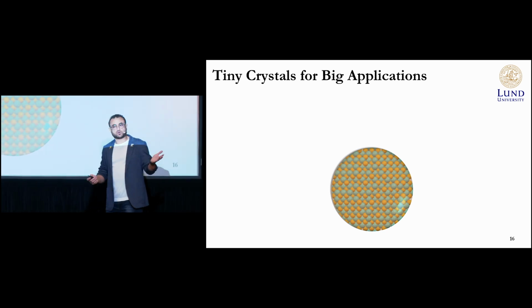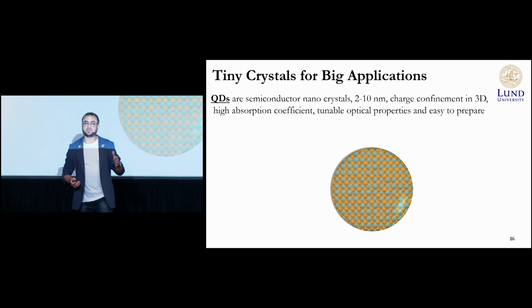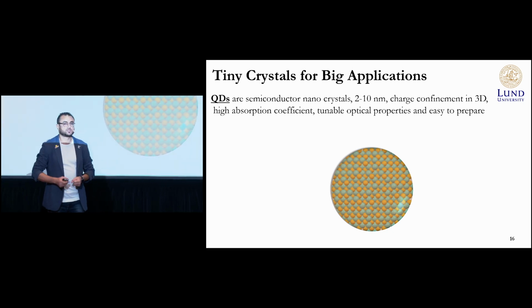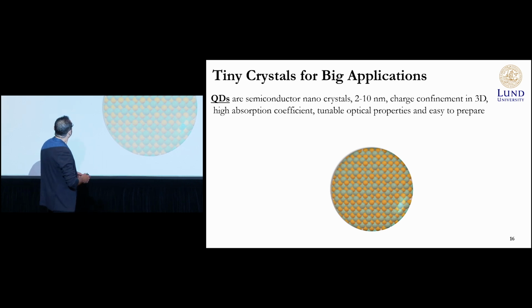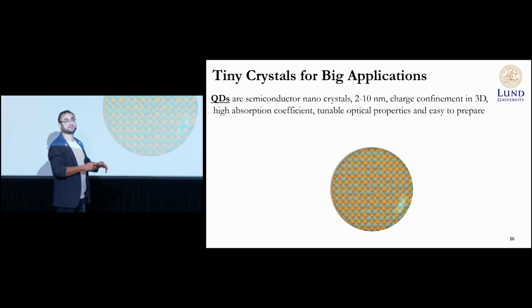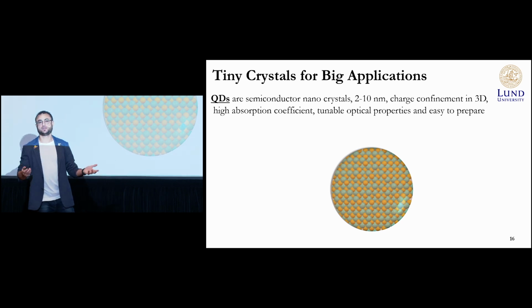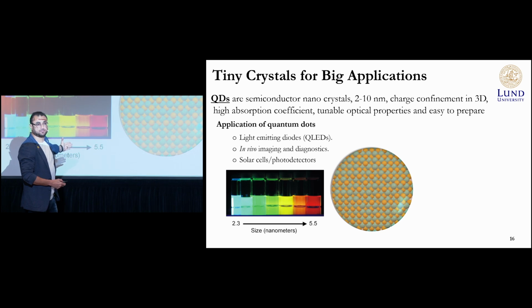quantum dots. What are quantum dots? They are semiconductor nanomaterials with a size between 2 and 10 nanometers, so they have quantum confinement. What does it mean? The charges are confined within the crystal structure. So they are beautiful when it comes to absorption. They can be prepared easily in the lab, and they have beautiful and tunable optical activity. That's why they have plenty of applications.